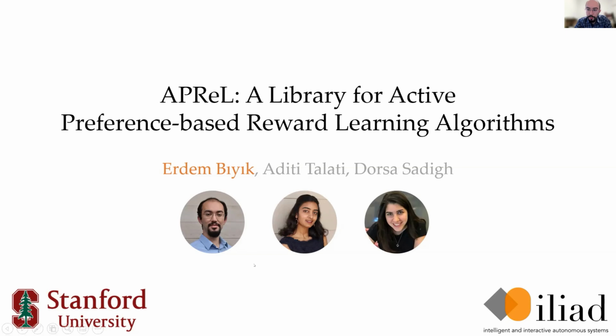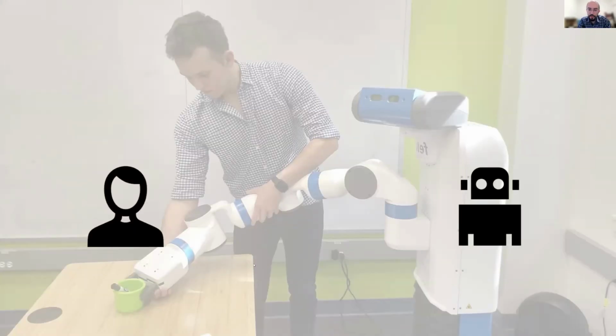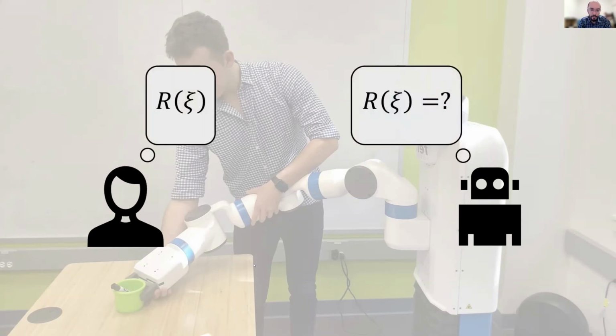Hello everyone, I'm Eiben from Stanford, and I'm going to talk about an open source Python library, APReL, that we recently released. This library provides useful tools for active preference-based reward learning. Let me start with a problem definition. Let's say we have a user who wants a robot to perform a task, and the user has an internal reward function that he wants the robot to optimize, but the robot doesn't know this reward function.